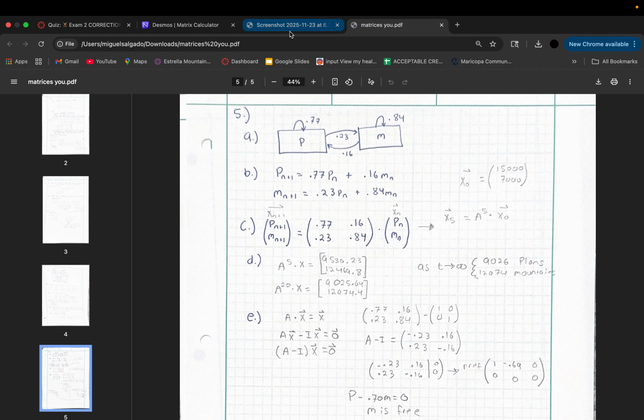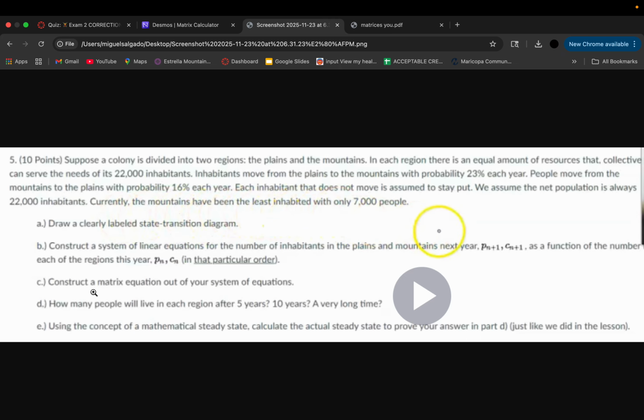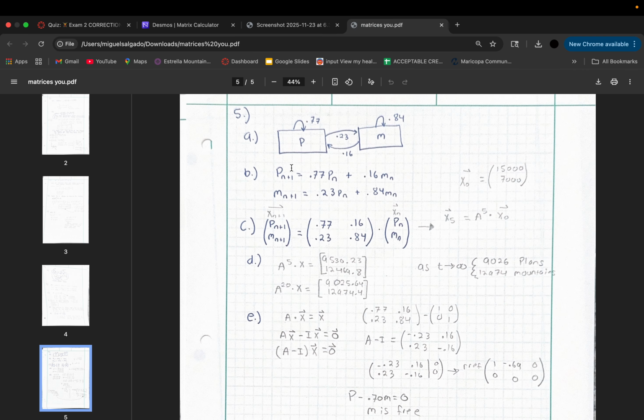Heading back over to look at the other questions: construct a matrix equation out of your system of equations. We had A to B, now B to C. In C, all we basically did is construct a matrix equation. This matrix right here is equal to the system; all we did is remove the distributive property, almost as if saying the P variable were in these two values and the M variable were in these two values.